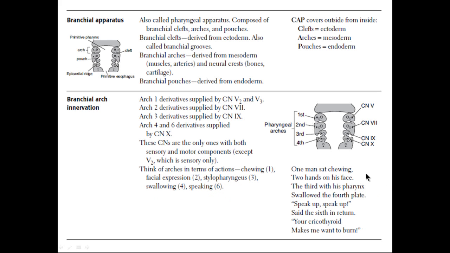And there's a little mnemonic here you can look at. I don't know if it makes sense. One man sat chewing, arch 1, 2 hands on his face, arch 2, facial nerve. The third with his pharynx, well, the third arch deals with stylopharyngeus. Swallowed the fourth plate, speak up. That's 10, dealing with swallowing and speaking, and the rest of this makes no sense to me at all.